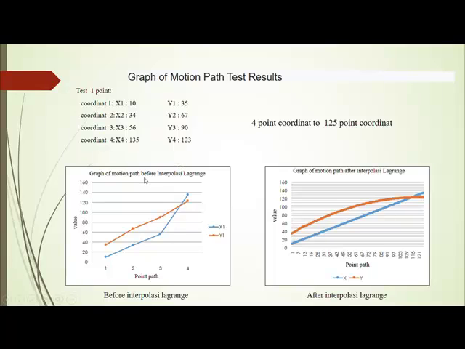This is our graph of the motion path test result, the first test. We input four coordinates, 1, 2, 3, 4, and we have four point coordinates, which become 125 point coordinates in the first test.